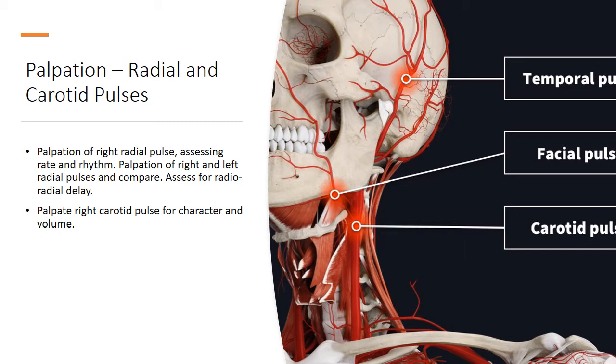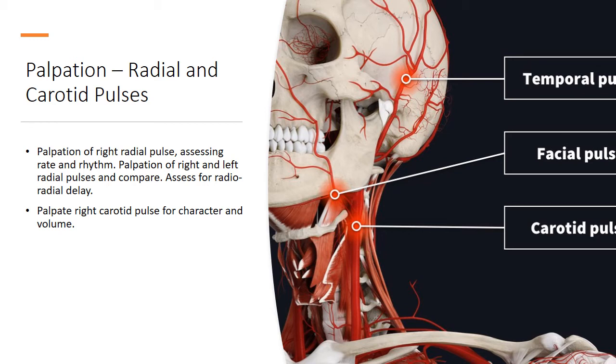We should then palpate both carotid pulses. Now we do these separately so that we don't overstimulate the baroreceptors within the carotid arteries. If we palpate both at the same time, then we can stimulate those baroreceptors and cause our patients to drop the blood pressure, leading them to lose consciousness temporarily.